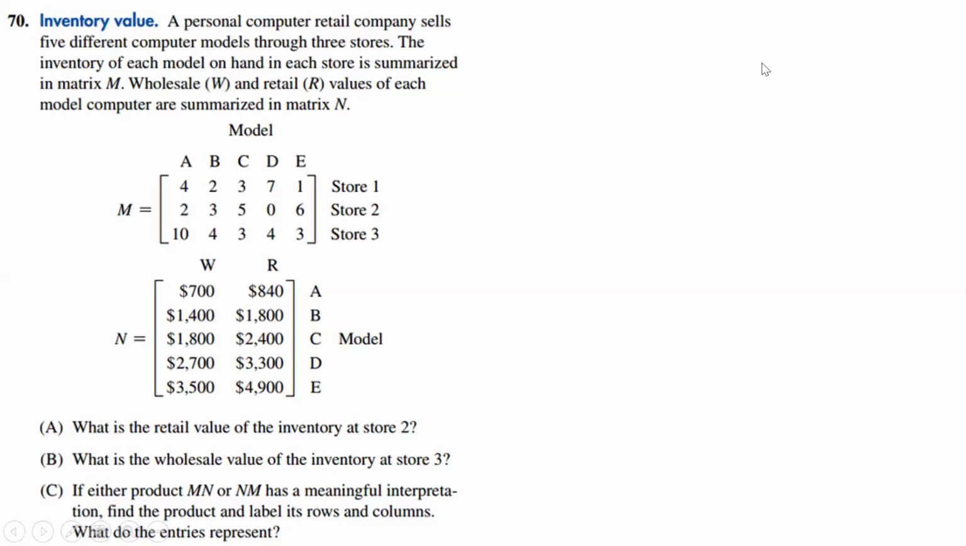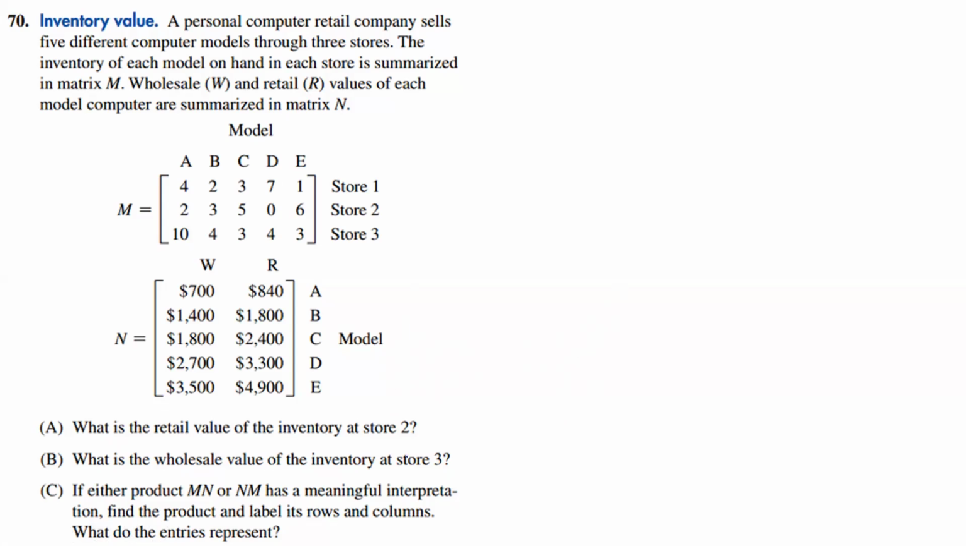All right, so here, Personal Computer Retail Company sells five different computer models through three stores. The inventory of each model on hand in each store is summarized in matrix M. So we have this. And the wholesale W and retail R. Okay, wholesale and retail is shown in the matrix N here. Now, what is the retail value of the inventory at store 2?